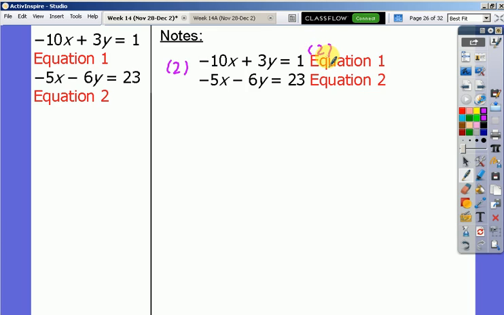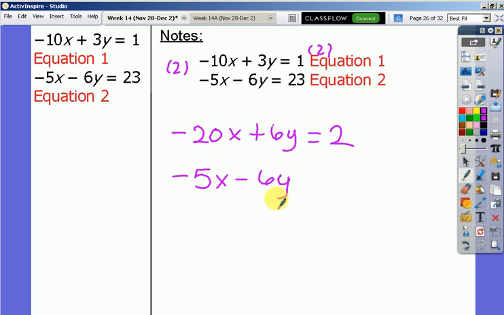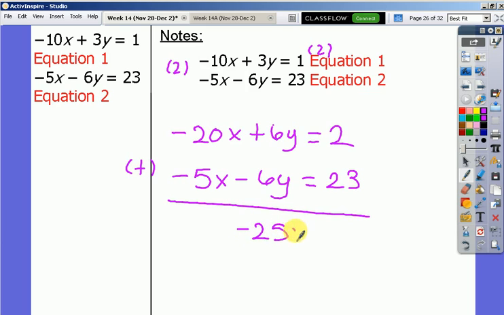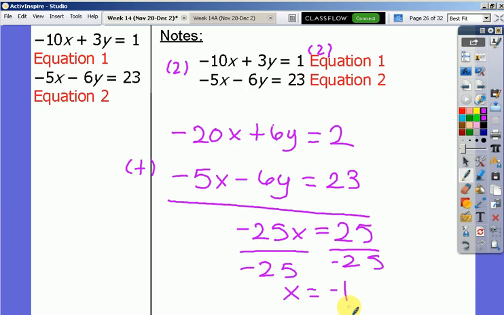So when I do that, I get negative 20x plus 6y equals 2. And then I'm just going to rewrite the original bottom equation as negative 5x minus 6y equals 23. I'm going to add, and then I get negative 25x equals 25. Do my division property of equality, negative 25 divided by negative 25. I get x equals negative 1.